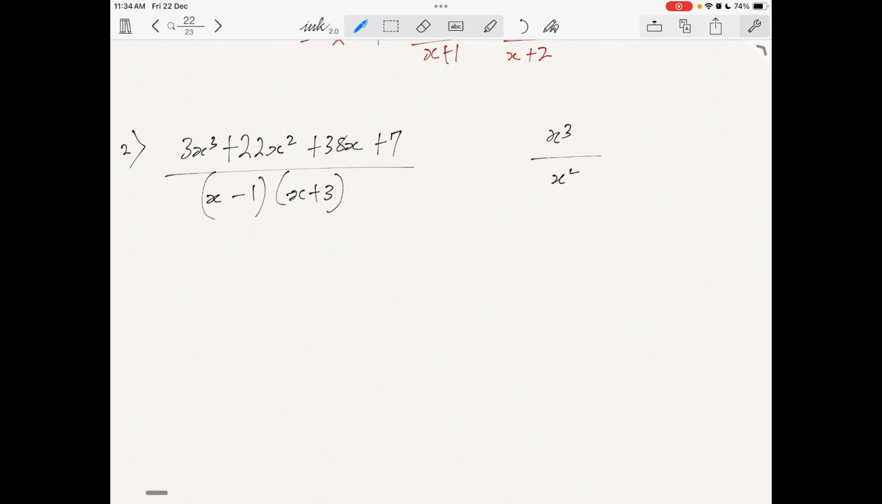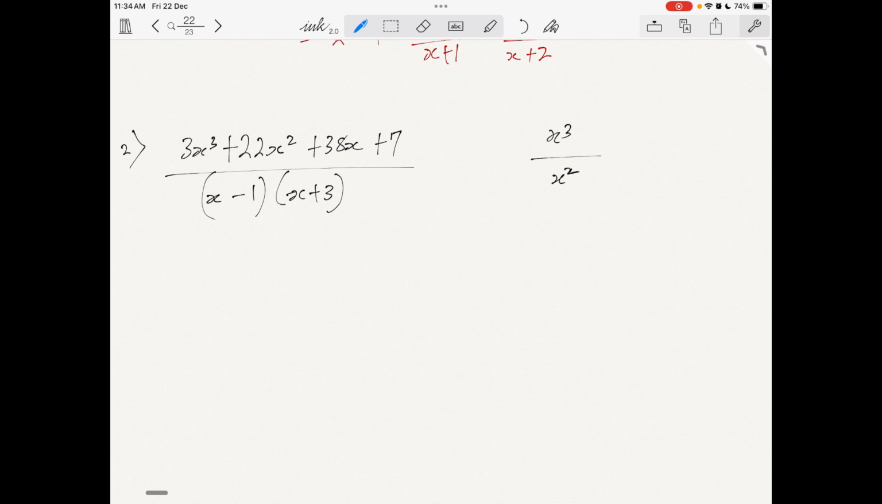Okay, now we can see that the degree of the numerator is higher than the degree of the denominator. So definitely we have to perform polynomial division. Okay, a long process.